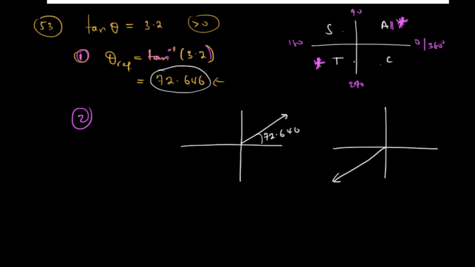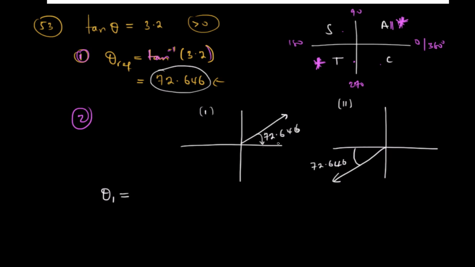72.646. So with respect to this diagram, the reference angle is the angle it makes with the horizontal axis, and that is 72.646. So this is for the first case. Now for the second case, which would make it to be positive, the reference angle with respect to this, we said, is the one it makes with the horizontal axis, and that is 72.646 also.